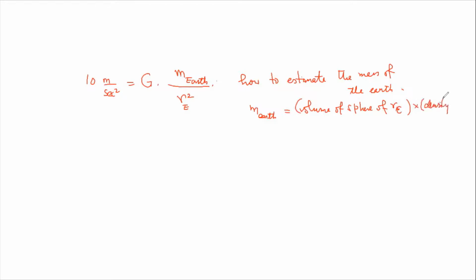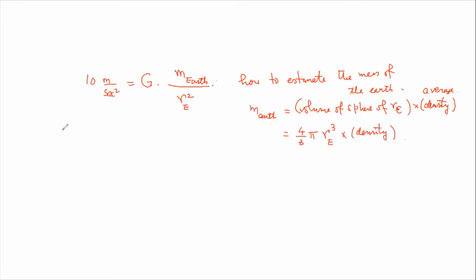Of course, the Earth has different densities in different places, so we'll take an average density. Now, the volume of a sphere is 4/3 pi R_E cubed, times the density.